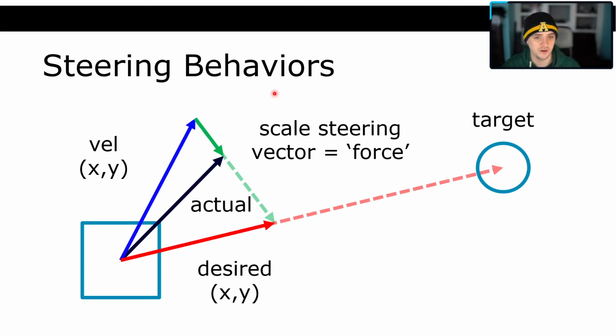That's what this green vector is telling us: we want to go not all the way toward the desired vector, but a little bit toward the desired vector. So what we have now is the black vector here, which I'm calling actual, that's the actual velocity that we want to have on the next frame of the game. If we take the current velocity and add this scaled steering force, what we get is the actual vector.